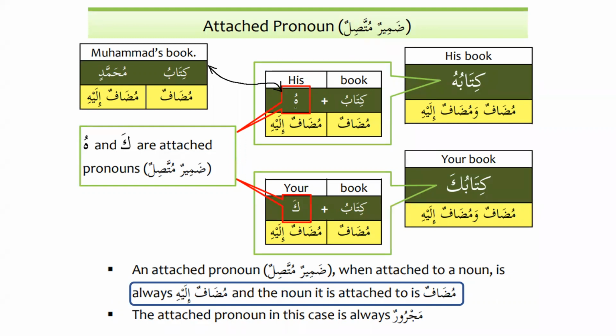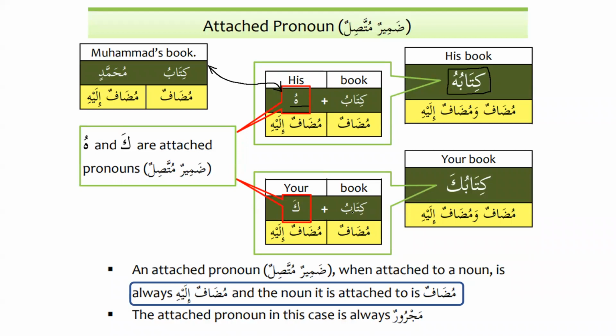Whenever we use the attached pronouns with the noun, then they will always be used as mudaf ilayhi. Please remember that we can use them with the verb and also we can use them with the preposition, but here we are focusing on using them with the noun. And kitabuhu means his book, and the construction kitabuhu becomes mudafun wa mudafun ilayhi.